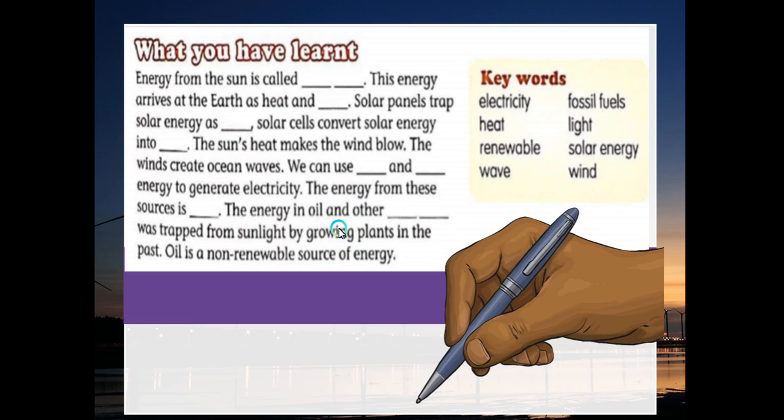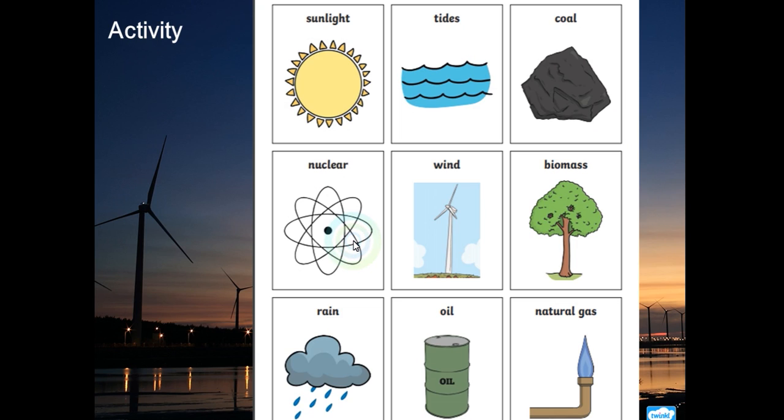So here is what you're going to do. What you have learned, you have the keywords with which you fill in the blanks. Everything is inside the textbook and workbook, pages 77 to 78. Here is an activity. I'm going to attach it on Class Dojo. I'm going to be attaching so many activities on Class Dojo. You can print them out and work on them.